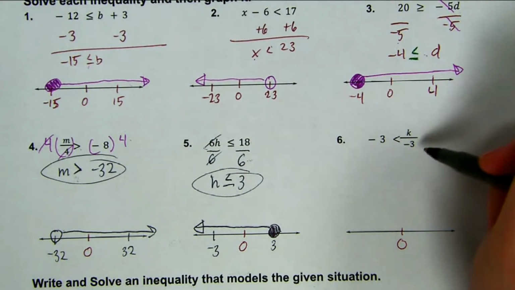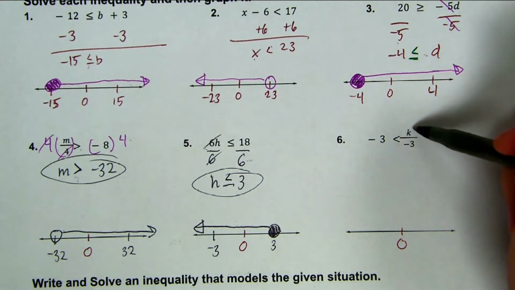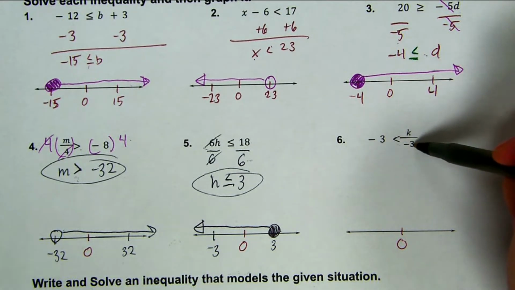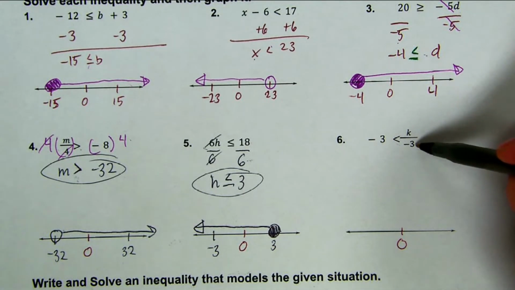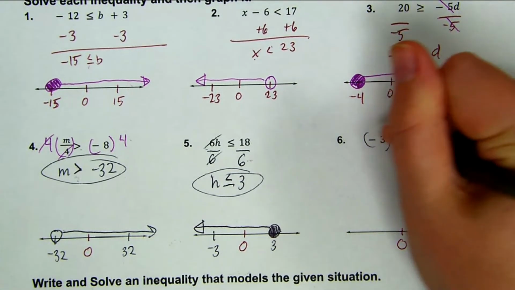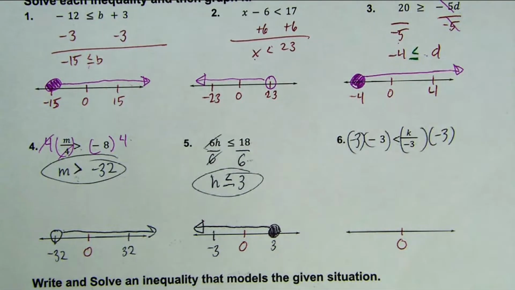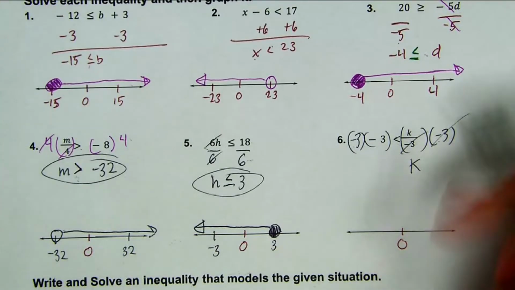Next up, number 6. Negative 3 is less than k over negative 3. Well, we need to get k by itself, so to get rid of this negative 3 on the same side, k is right now being divided by negative 3, so we can cancel that out by multiplying both sides by negative 3. So when we do that, times negative 3 divided by negative 3 cancels out, so we're left with k on the right side. On the left side, negative 3 times negative 3 gives us positive 9.